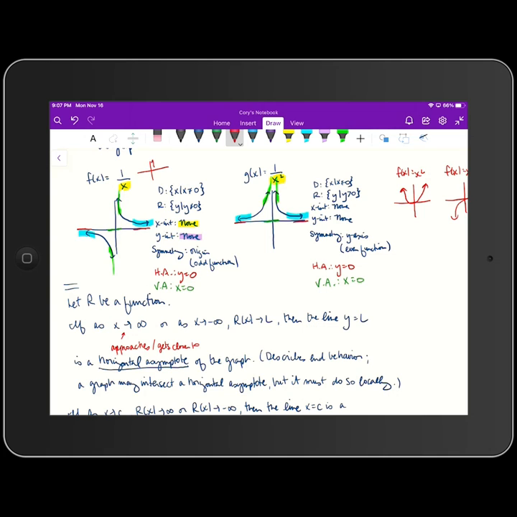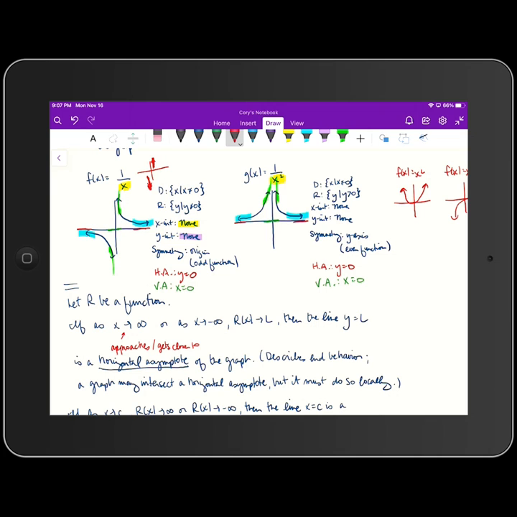If your rational function has an odd multiplicity in the denominator, that means that the graph is going to go in opposite directions as you approach the vertical asymptote. So when we look at the function 1 over x, when we approach that vertical asymptote at x is equal to 0 from the left-hand side, that graph is going down to negative infinity. But when we approach that vertical asymptote at x is equal to 0 from the right-hand side, the graph is going to positive infinity. So our graph is going in opposite directions at that vertical asymptote.